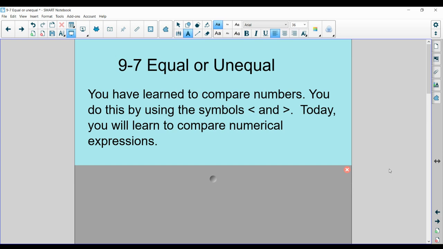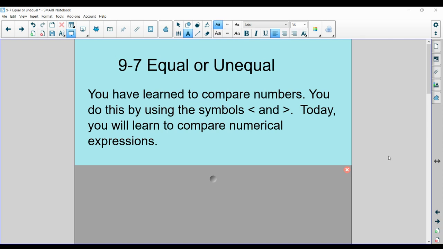Equal or unequal? There's a little bit of new information here that we haven't done before, but in some ways we kind of have. You've learned to compare numbers. You do this by using the symbols as less than or as greater than. We do that a lot. Today you will learn to compare numerical expressions.